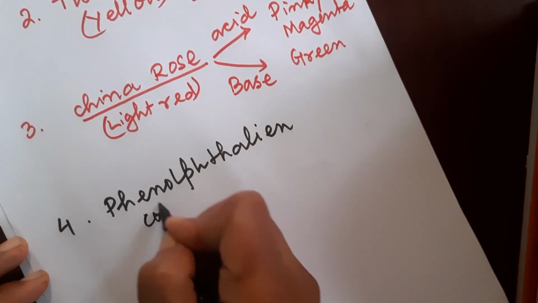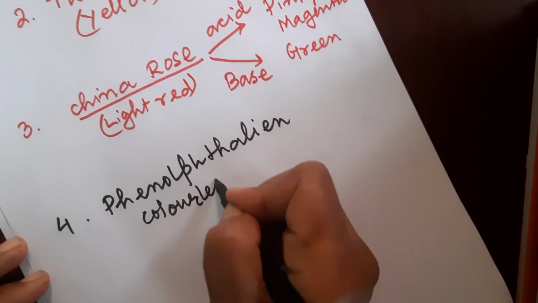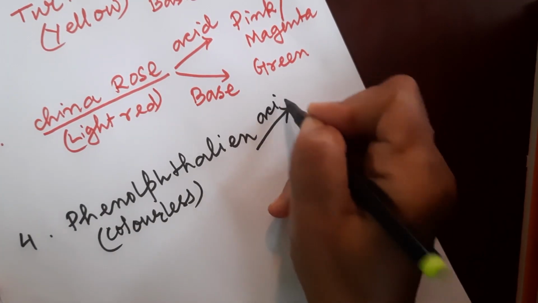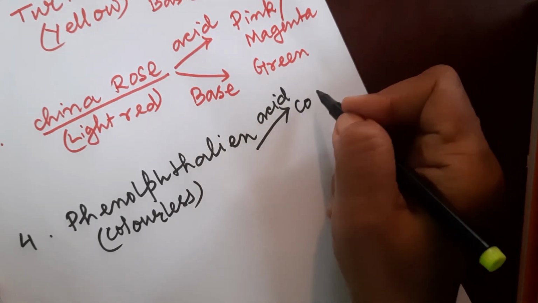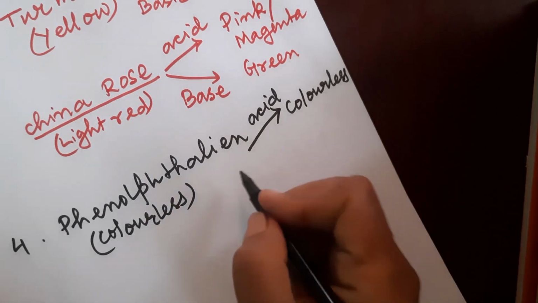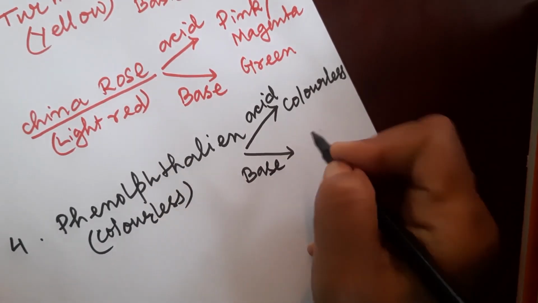Phenolphthalein is originally a colorless solution. If you put phenolphthalein in acid, it will remain colorless. You will see no change in color. But if you put phenolphthalein in base, it will turn pink.